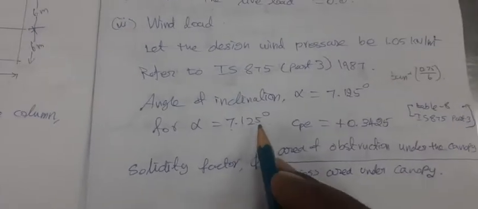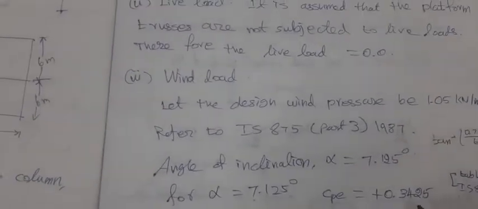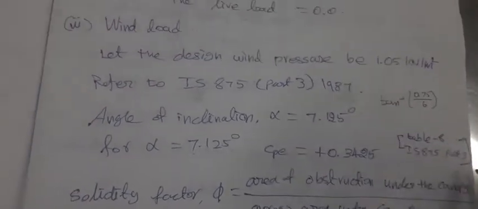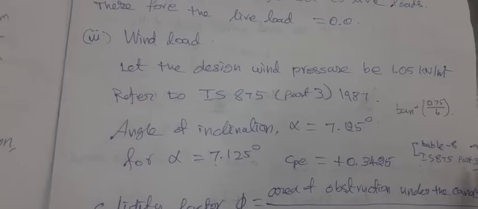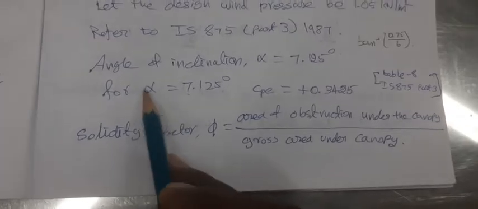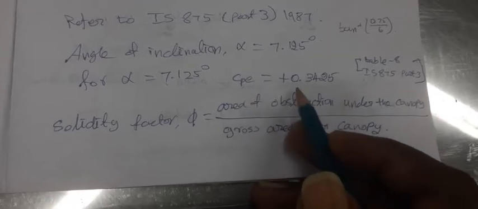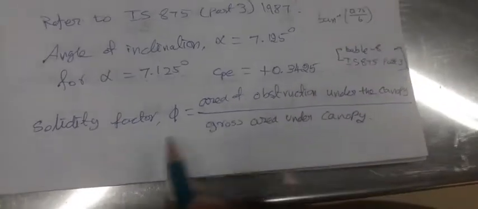So for this inclination of 7.125 degree, the coefficient of external pressure is 0.3425. It is taken from Table 8 of IS 875 part 3. We know IS 875 part 3 deals with wind load pressures. So for calculation we have referred to 875. It says for an inclination of 7.125 degree, the coefficient of external wind pressure is plus 0.3425. So it is simple. Let me see another one.